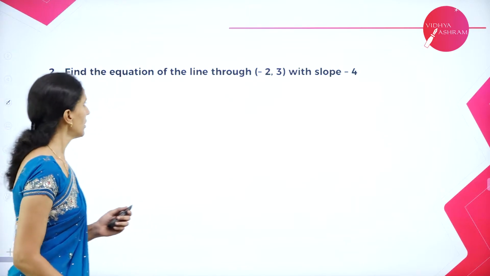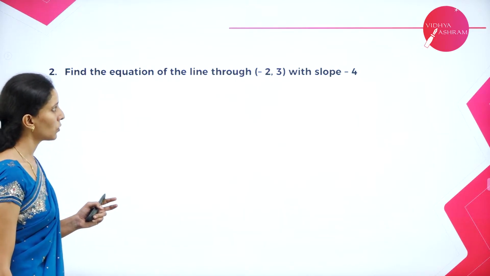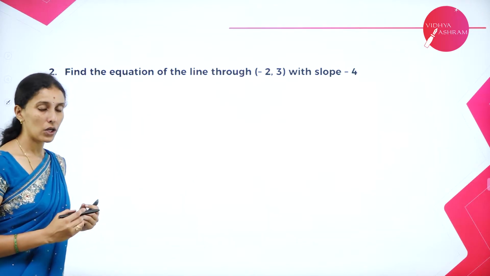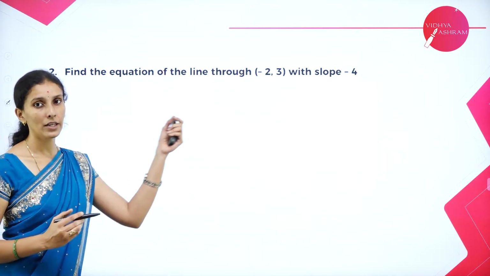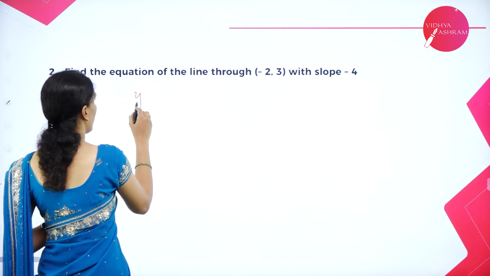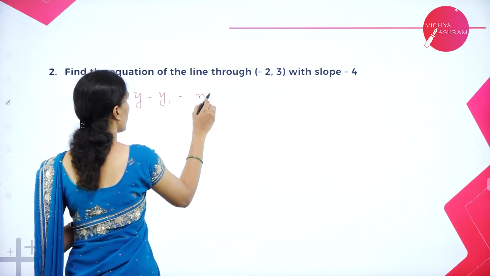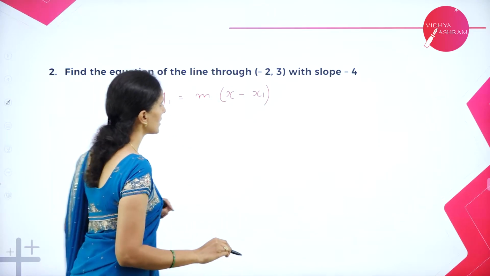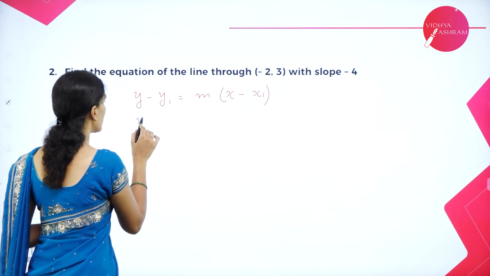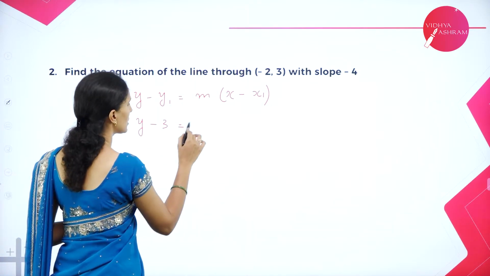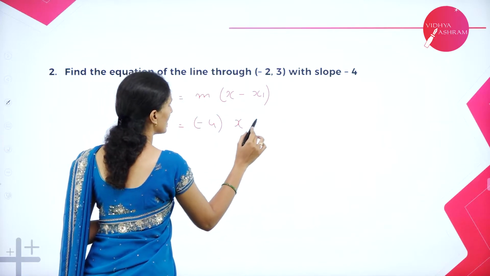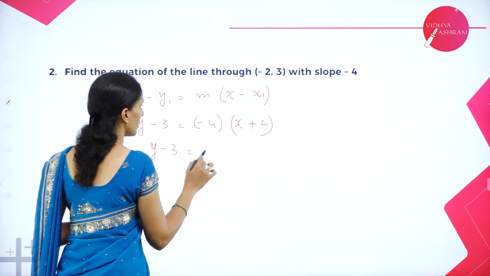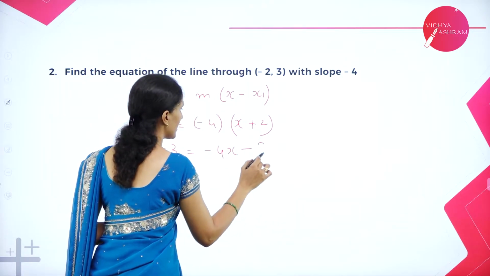Here we have a question. Find the equation of the line through (-2, 3) with slope -4. What is the general equation of a line when the point and slope is given? It is y minus y1 is equal to m into (x minus x1). The points are given. x1 is -2, y1 is 3. So it is y minus 3. What is the slope? -4. x minus of -2 is x plus 2. Multiply. So -4x minus 8.